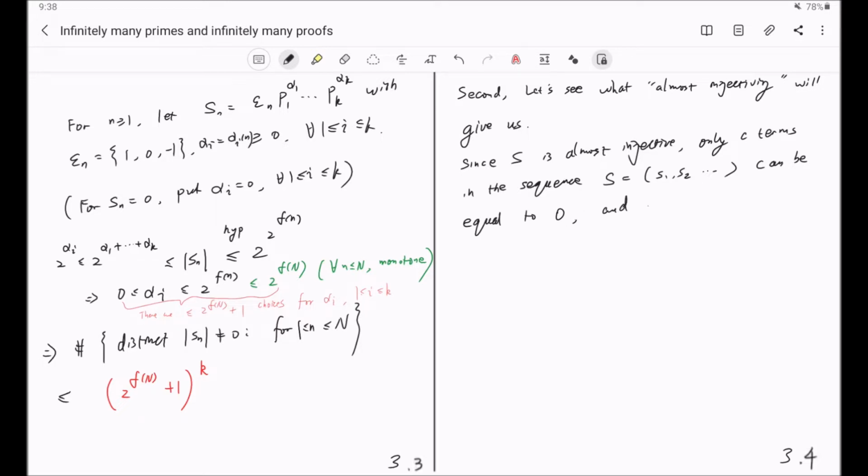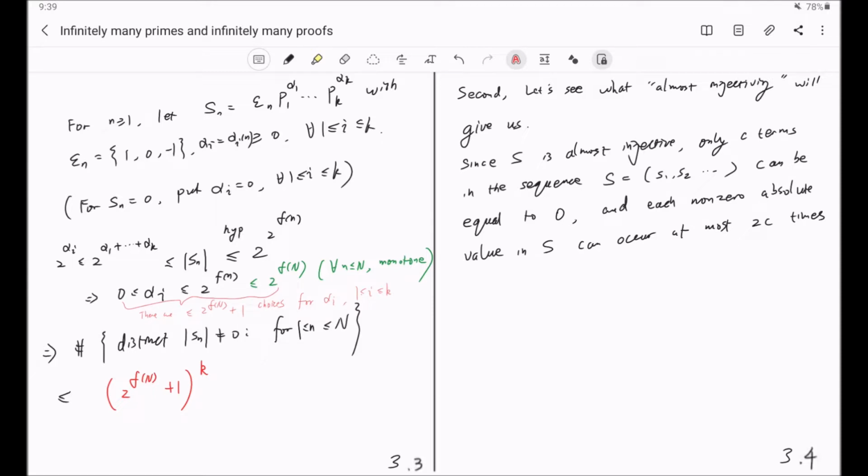And each non-zero absolute value in S can occur at most 2C times. Remember, we might assume that C is an integer.